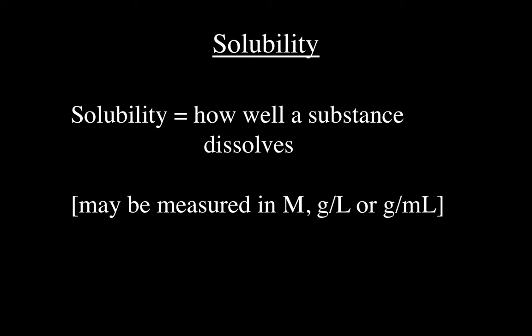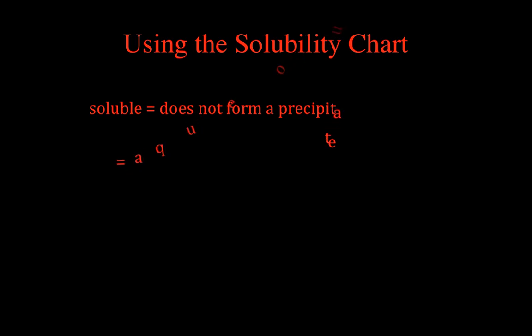Solubility is a measure of how well a substance dissolves. Now we're going to look at it qualitatively this year, and in Chemistry 12 we spend a lot of time dealing with the math of solubility, figuring out actually how much can dissolve in a given volume of a given material. You have to learn how to use the solubility chart.